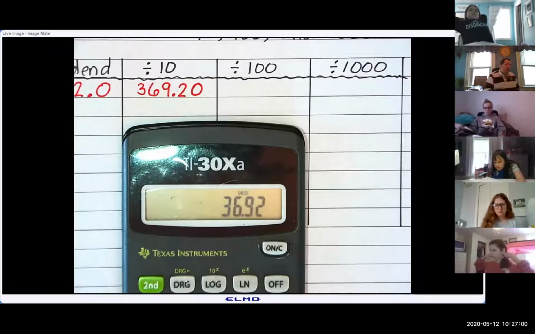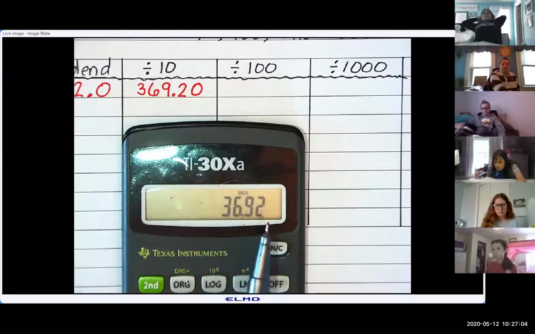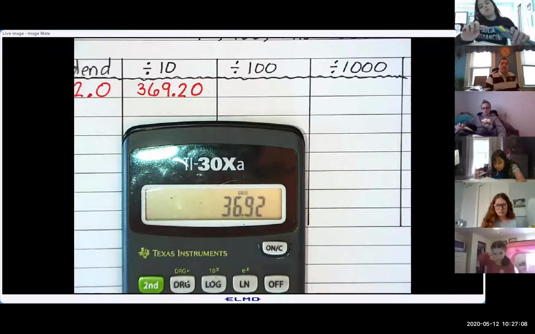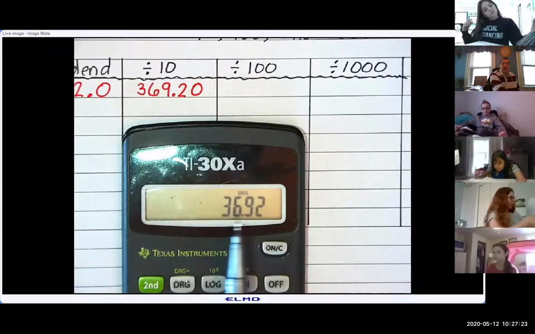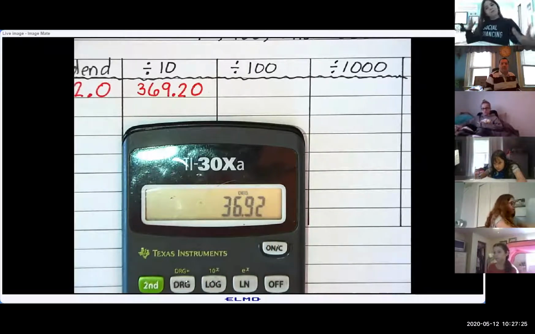3,692 divided by 100. What's that number? 3 and no. Take your time. 0 point what? What is this number? How would you read that? 36 and 92 hundredths. That's correct.